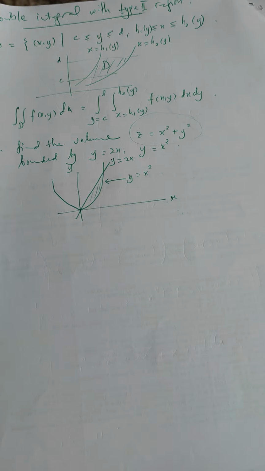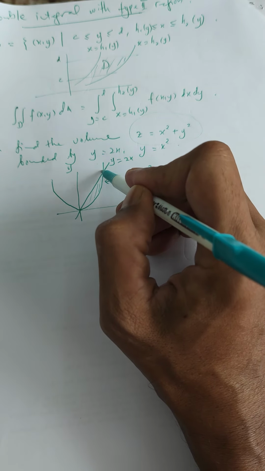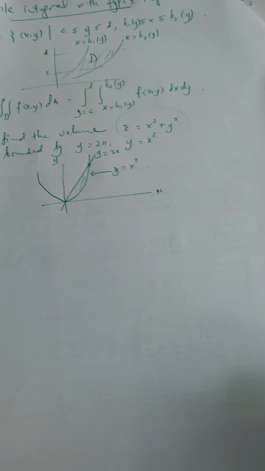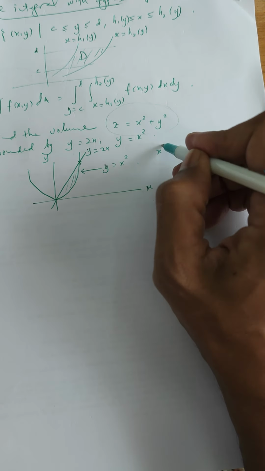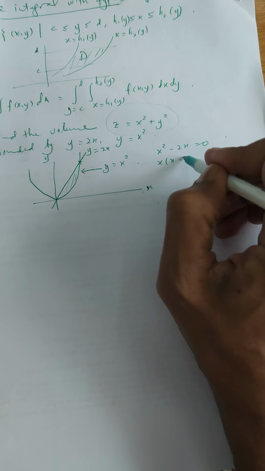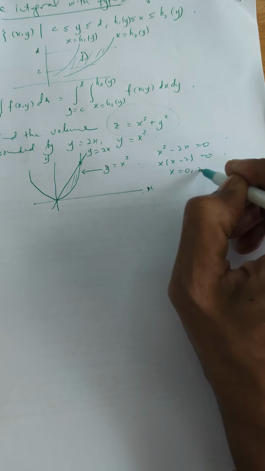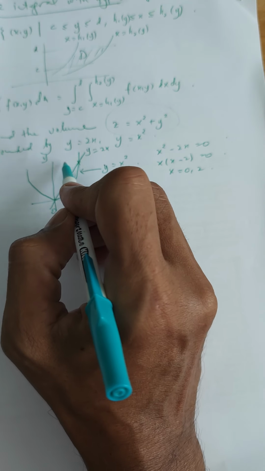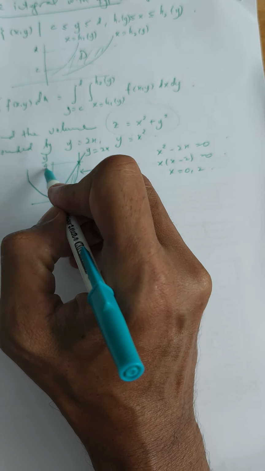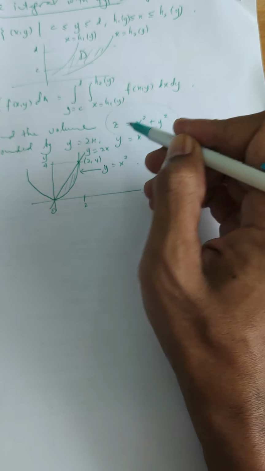Of course, you can find the points of intersection. It's not difficult to do. You have x squared minus 2x equal to 0, so x(x minus 2) equals 0, so x equal to 0 and 2. So we have here 0, and x equal to 2. If you substitute there, you get y equal to 4. So the point here is (2, 4).